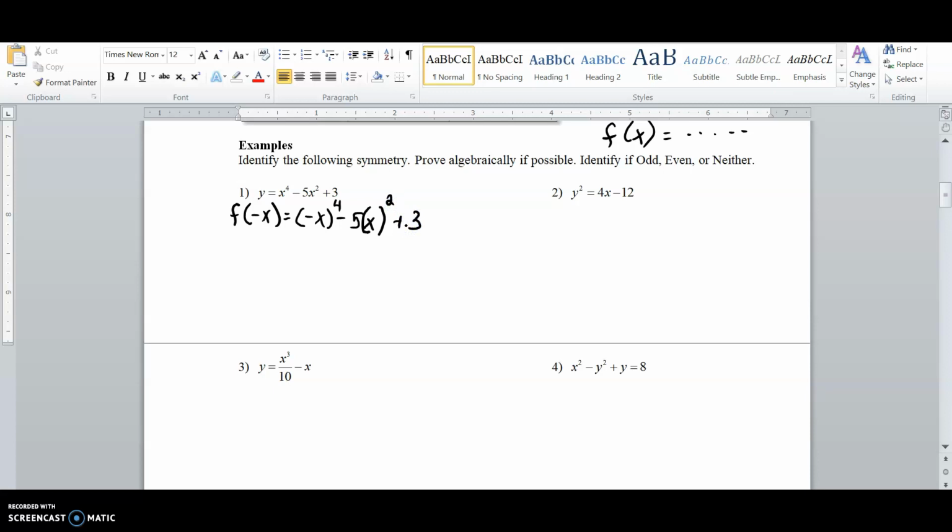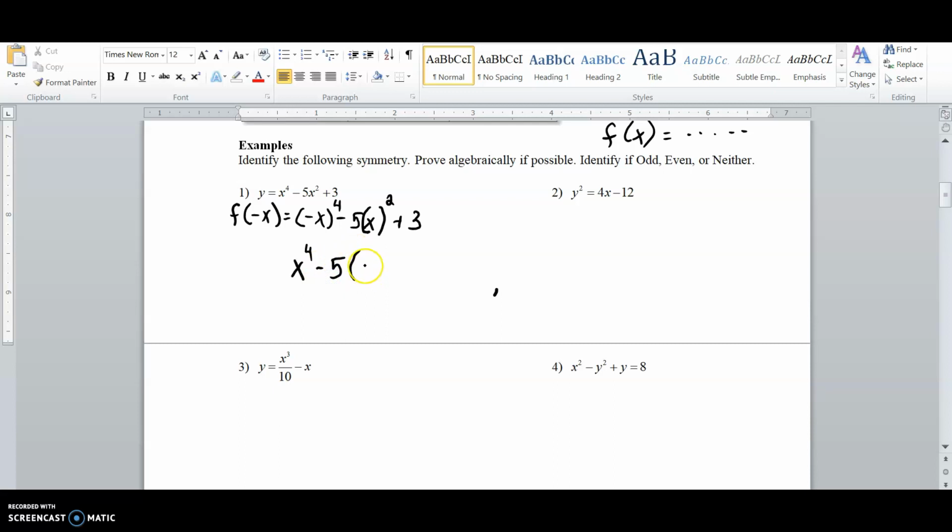If we find that we can get this back to the original, we're even. If we can switch the sign on everything, we're odd. If we can't do it and get either of those solutions, we just say that we are neither even nor odd. But in this case, what we need to remember is a negative x raised to an even power comes back to equal just the original x to the same power. So our negative x to the fourth is really just x to the fourth.